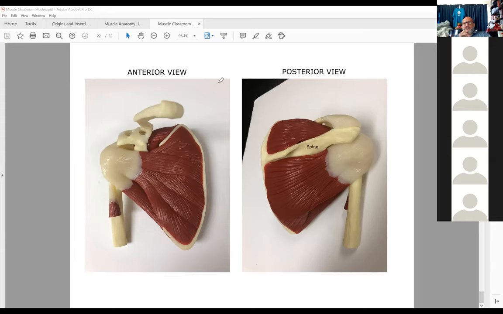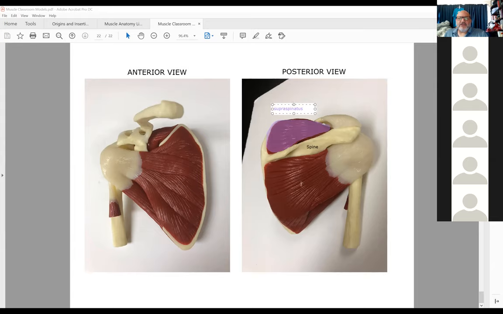Close. It wasn't suprascapular. It was above the spine, so it was the supraspinous fossa, but you absolutely have the right idea. Guess what muscle sits here in the supraspinous fossa? Supraspinatus. So this muscle that is here above the spine of the scapula in the supraspinous fossa is the supraspinatus.